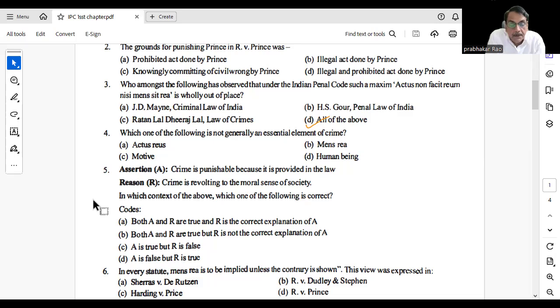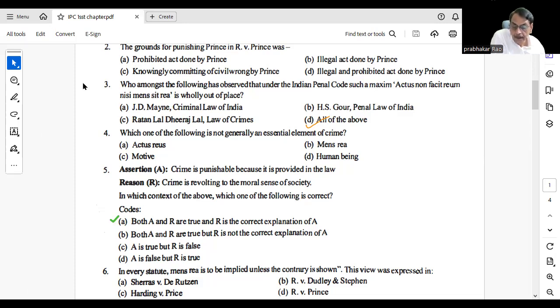Crime is punishable because it is provided in the law. It is okay, the assertion is the right thing. Crime is revolting to the moral sense of society. Yes, it is also correct, because who said this thing? This has been said by James Stephen in his History of Criminal Law book. He told that crime must be revolting to the moral sense of society, then only it will become a crime. That's why here the answer is: both A and R are true, and R is the correct explanation of A. This is the correct answer.